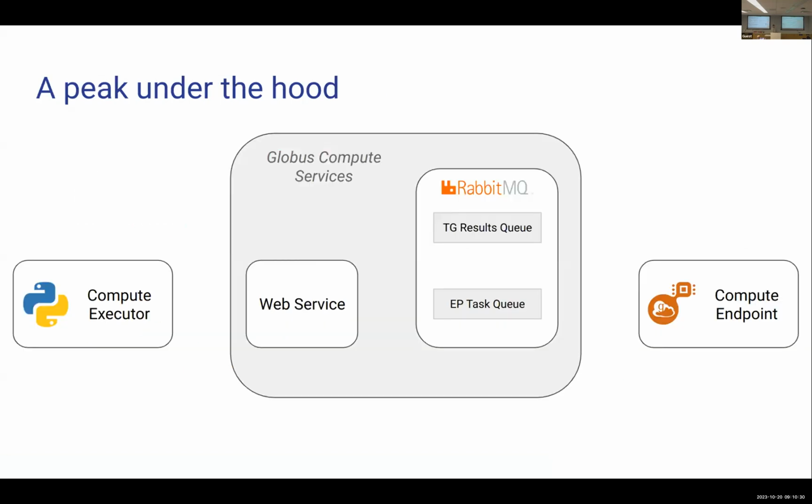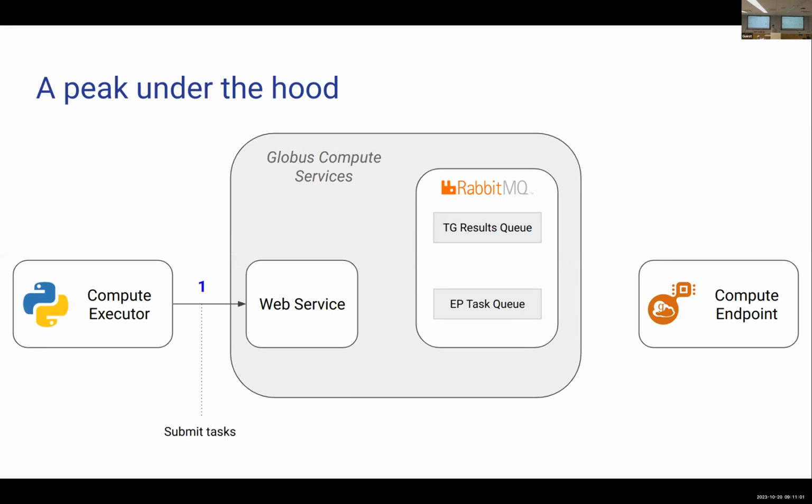All right, so this is a quick peek under the hood of what's going on. This is obviously not an exhaustive diagram of the compute architecture, but it has all the important pieces to understand the flow here. On the left, we have the compute executor. Again, this is the SDK, right? So this is your laptop or script, wherever you're running the executor. On the right, you have an endpoint, so a compute facility in the cloud. It could be on the same laptop you're using. The flow will be the same here.